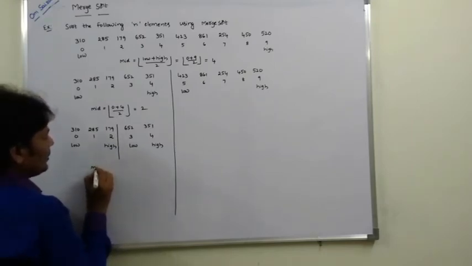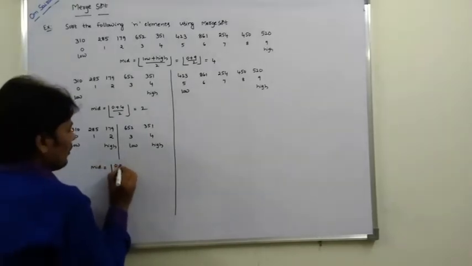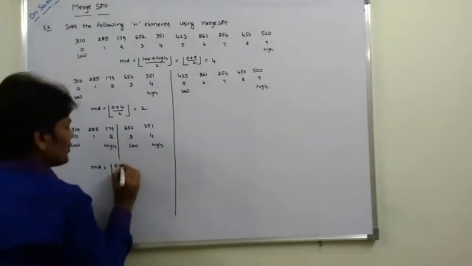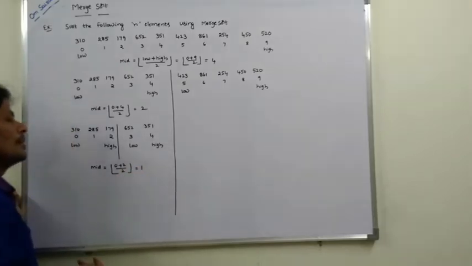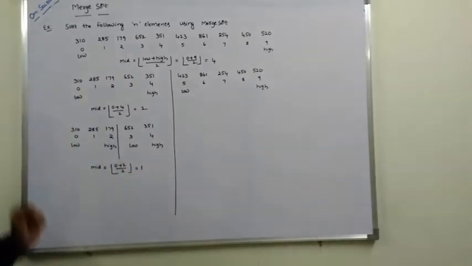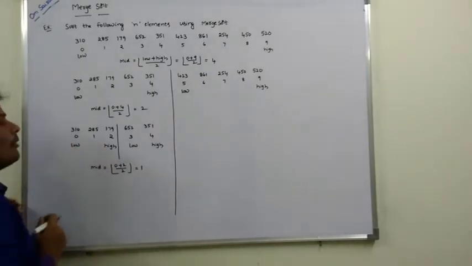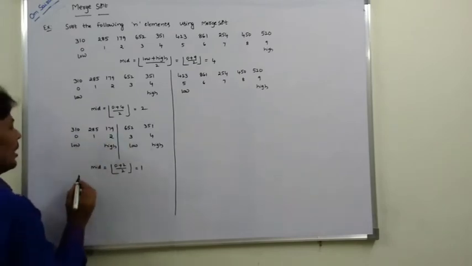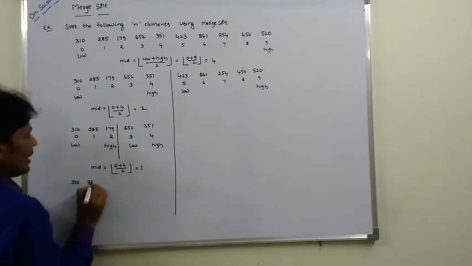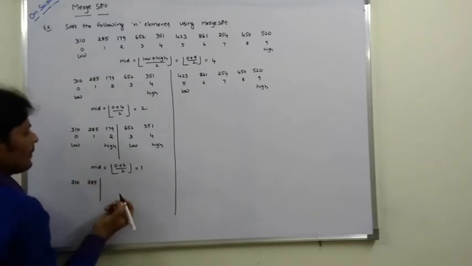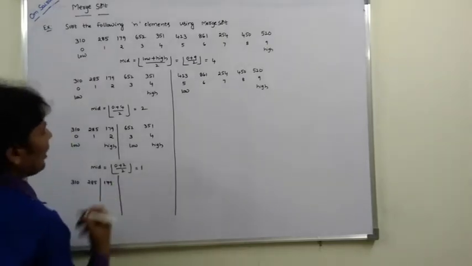So again, this first sublist can be divided into two halves based on the mid value. So mid is equal to 0 plus high value, that is 2, 0 plus 2 by 2. So that is equal to 1. So again, this first sublist can be divided into two halves. So 0 to 1, that is the first half, and only 2 contains second half. So that is 310, 285. So this is the first half, and 179. So this is the second half.